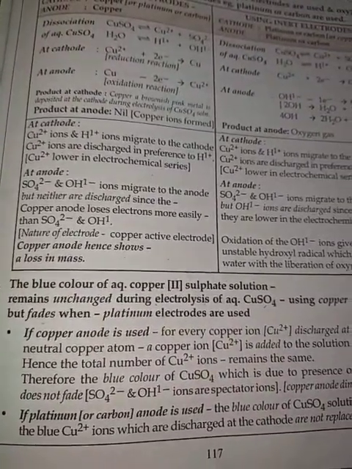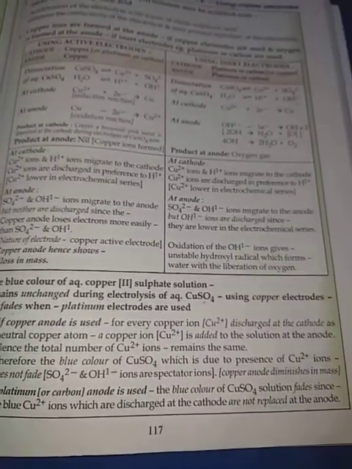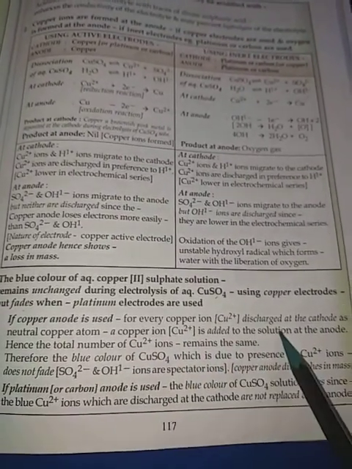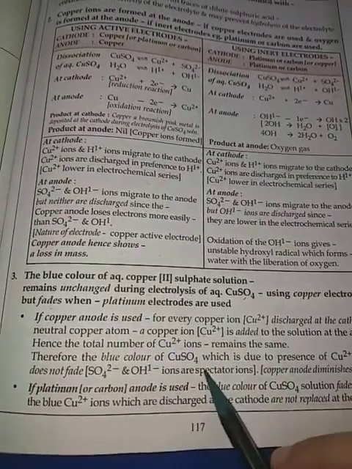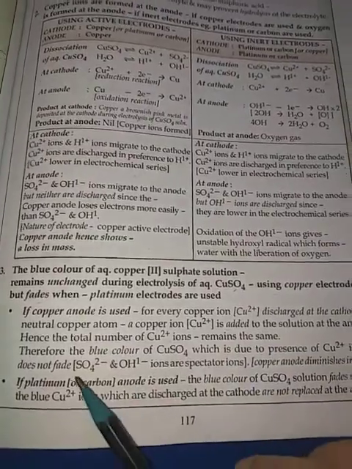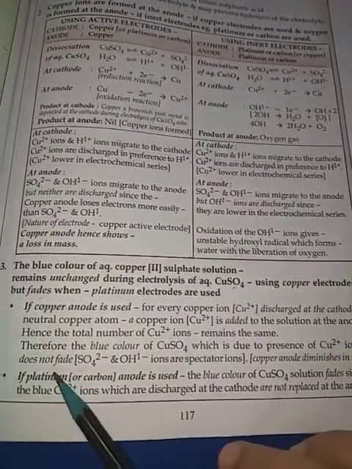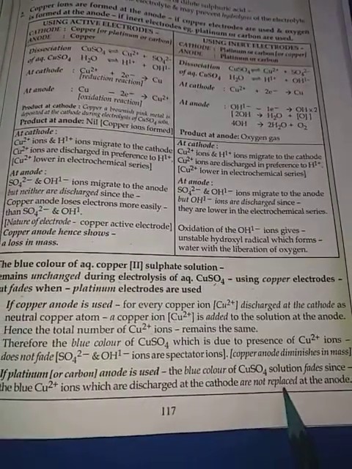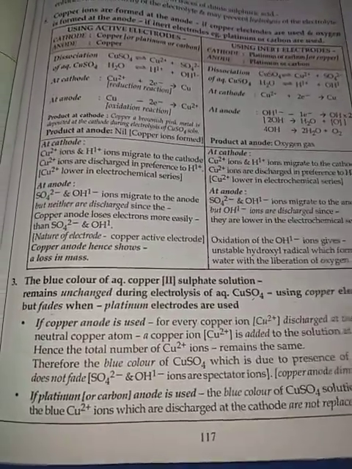Now if a copper anode is used, for every Cu²⁺ discharged at the cathode as a neutral copper atom, a Cu²⁺ is added to the solution. It's the same thing: from solution to cathode, and from anode to solution. This will happen, and therefore the blue color of copper sulfate, due to the presence of Cu²⁺ ions in the solution, will not fade. But on the other hand, with platinum the color will fade because the replacement will not be there. Okay, so this was about the electrolysis of copper sulfate using copper electrodes.